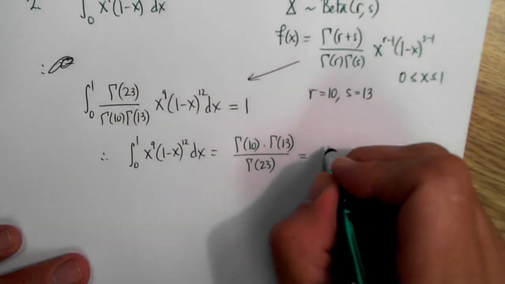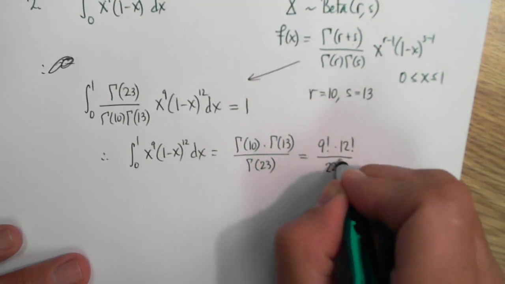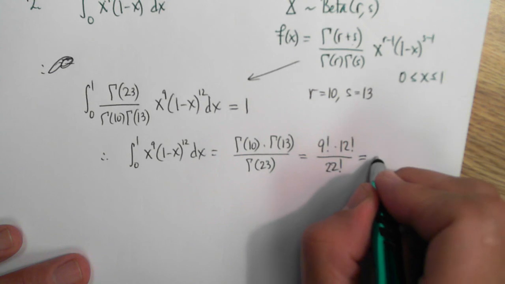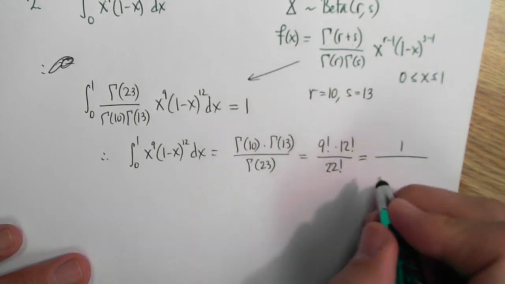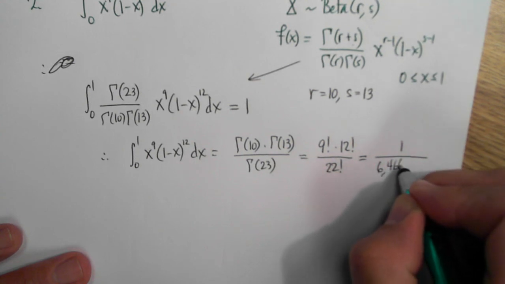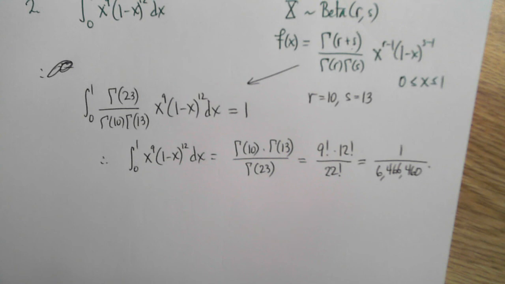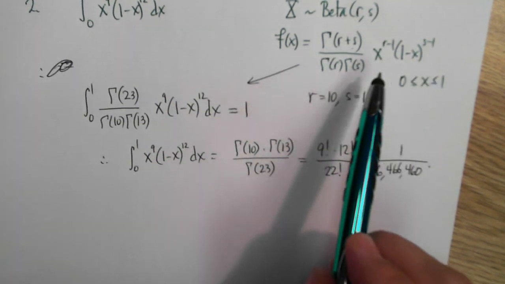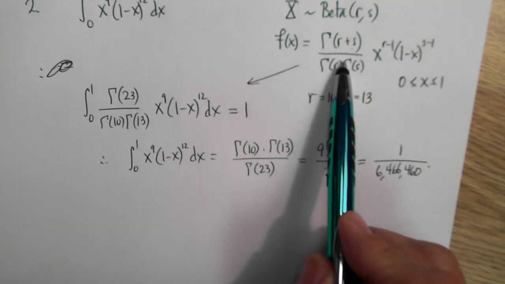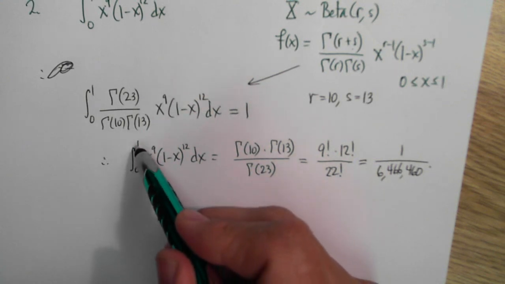Now what's that? That's equal to 9 factorial times 12 factorial over 22 factorial. And then just a matter of plugging into a calculator, and I did this ahead of time. This works out to be 1 over 6,466,460. And so this integral can be done for free because I know the PDF for a beta distribution. Now if this had been an integral from 0 to say 1 1/2, then all bets would have been off.